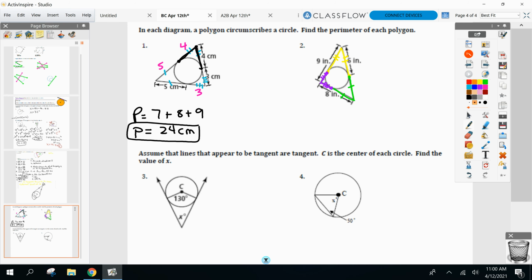Hopefully you are working your way around the triangle. 6, 6, well that was 9, so that's got to be 3, 3. Whole side was 8, so that's got to be 5, meaning this is 5. So what do we have? 9, 8, and 11. So the perimeter will be 28 inches.